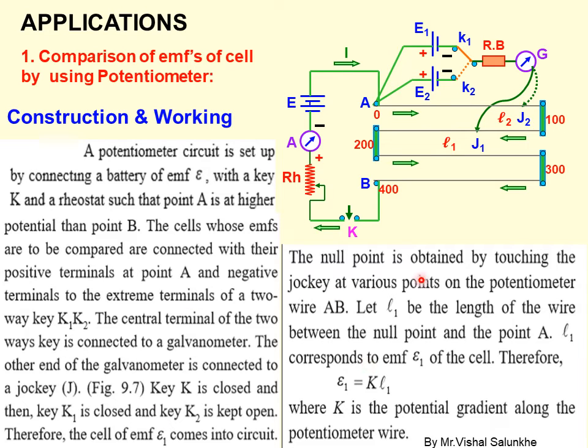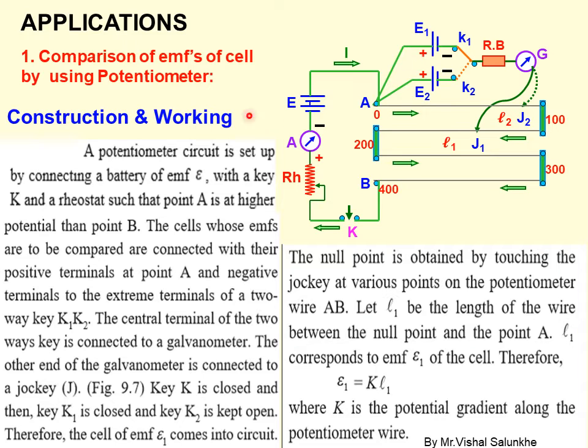Now, the null point is obtained by touching the jockey at various points on the potentiometer. But before that, the key K is closed. First we have to close the key K, and then K1 is closed and key K2 is kept open. Initially key K and K1 are closed, meaning current will flow through E1 only, and K2 remains open, so current will not flow through E2. Current passes only through key K1 and battery E1.